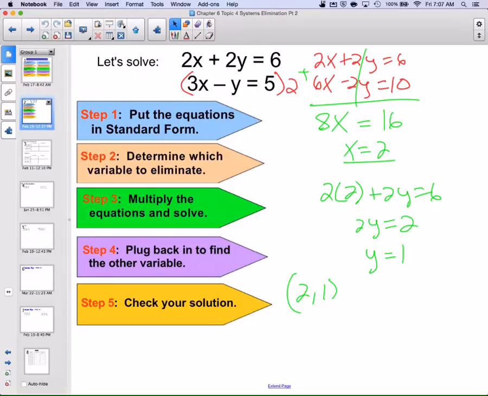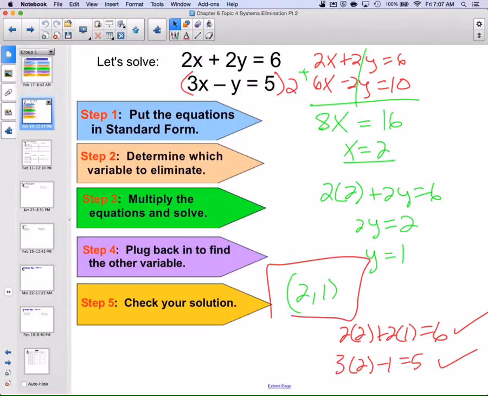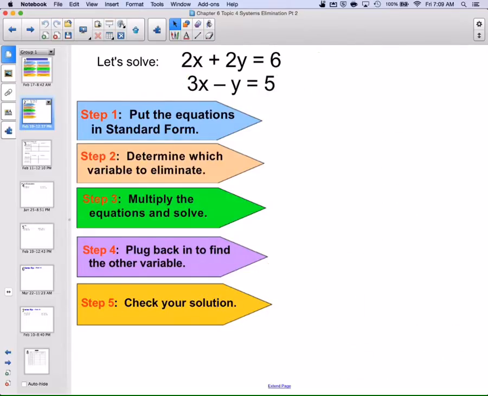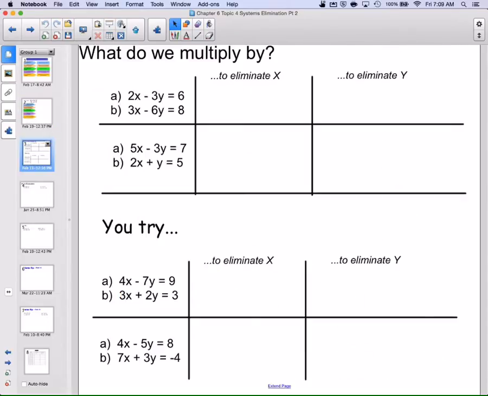We'll verify. I'm going to use the top and bottom equations to make sure they work. 2 times 2 plus 2 times 1 equals 6. That works. 3 times 2 minus 1 equals 5. That also works. So there's my solution. Okay, so I'm going to do a couple more and then see if you guys can try some.